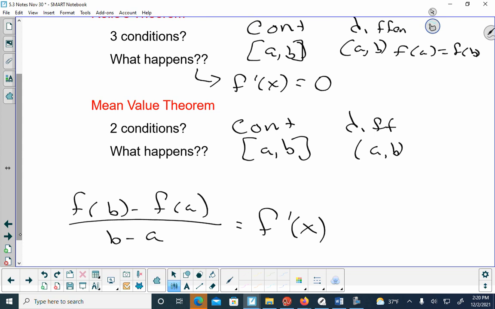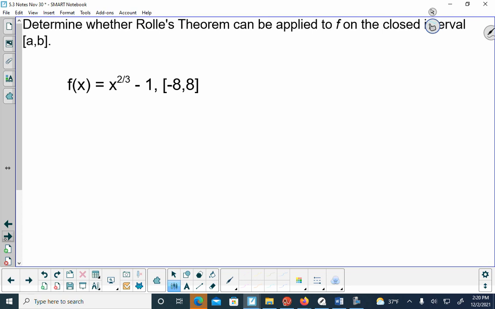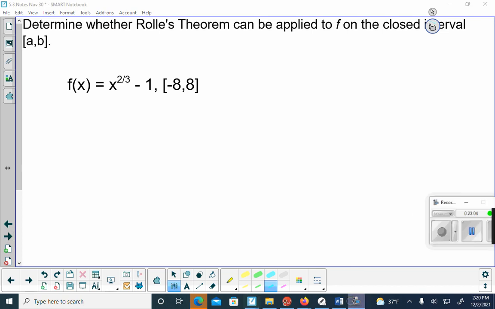Okay, good? So now let's do one. Determine whether Rolle's theorem can be applied, and then if so, do it. You can go to the whiteboards.